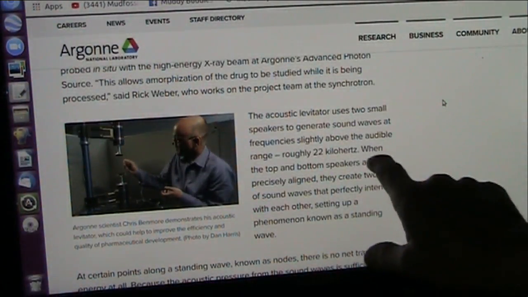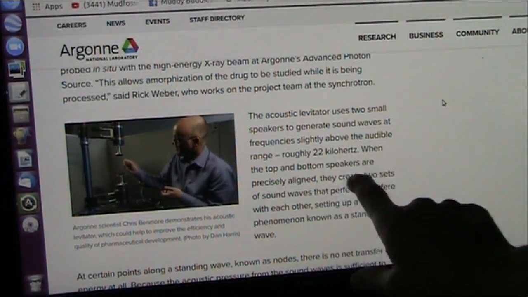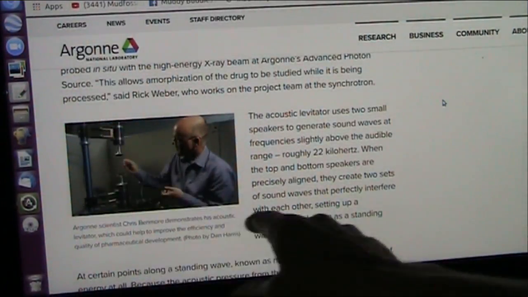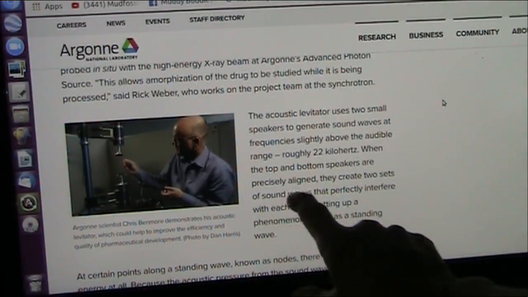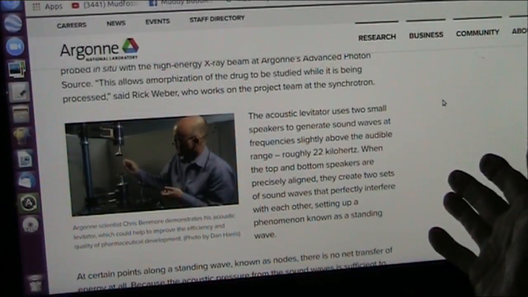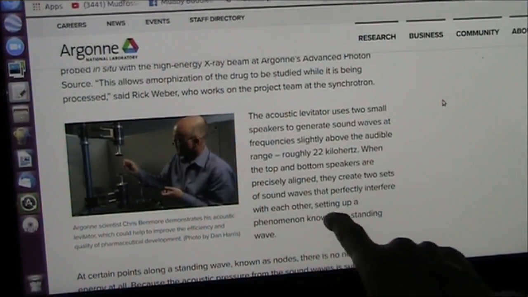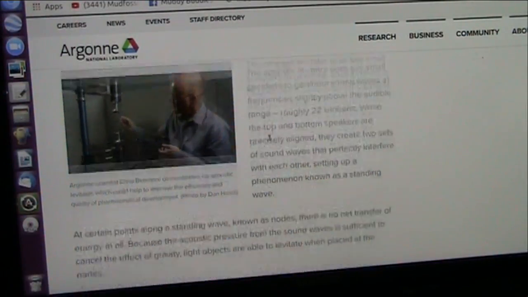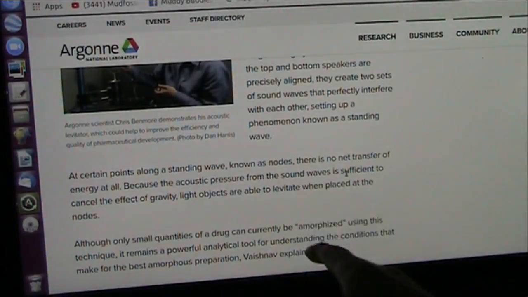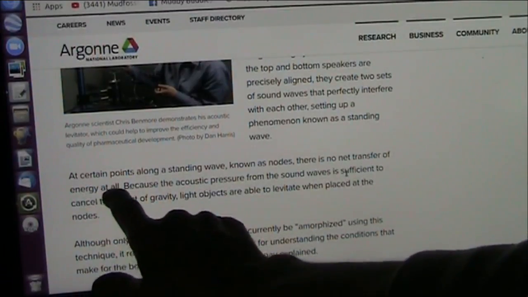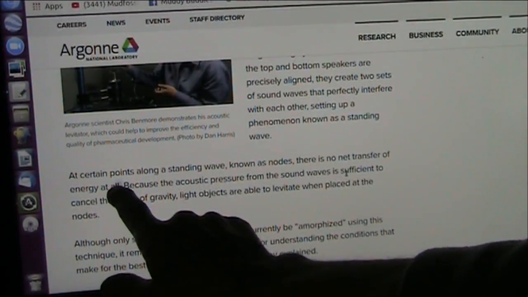slow waves. All right, now, when the top and the bottom speakers are precisely aligned so that that wave and this wave hit head-on, they create two sets of sound waves that perfectly interfere with each other. So they smash into each other, and it's setting up a phenomenon known as a standing wave. Now, I will explain to you what I think is a standing wave. Then they say at certain points along the standing wave, there are nodes. And there is no net transfer of energy at all at that node, is what they say.